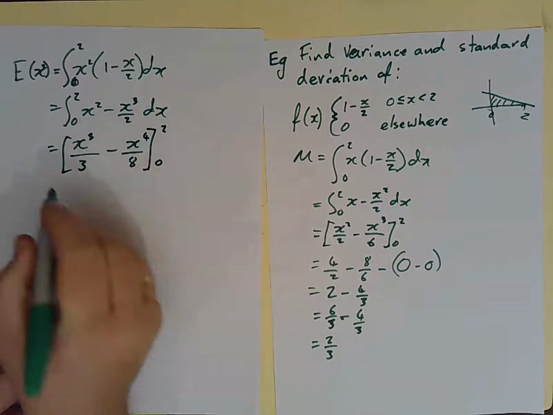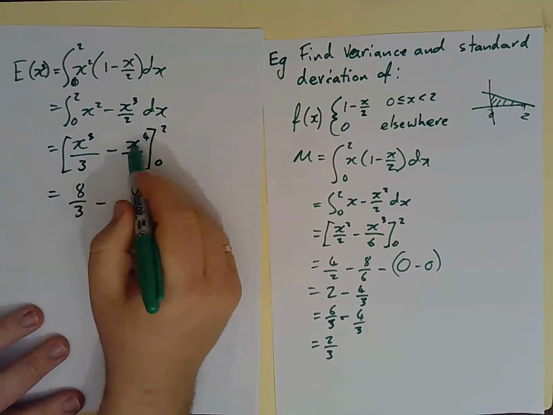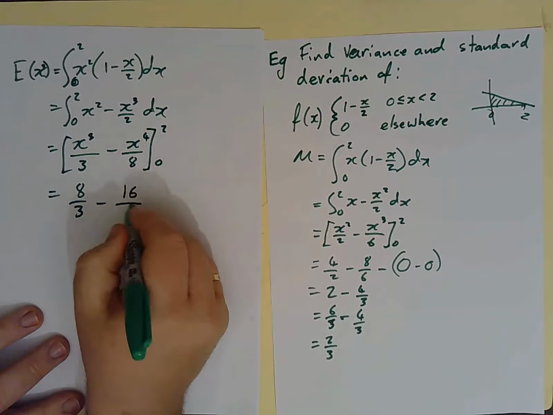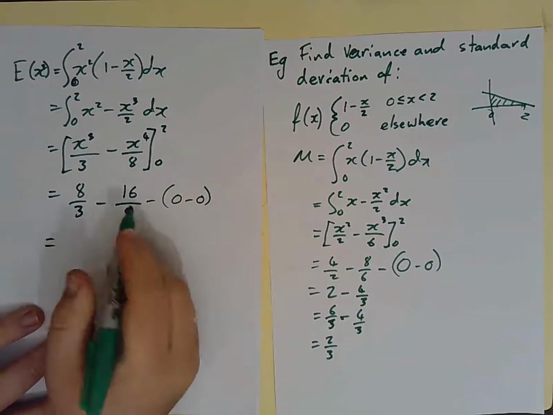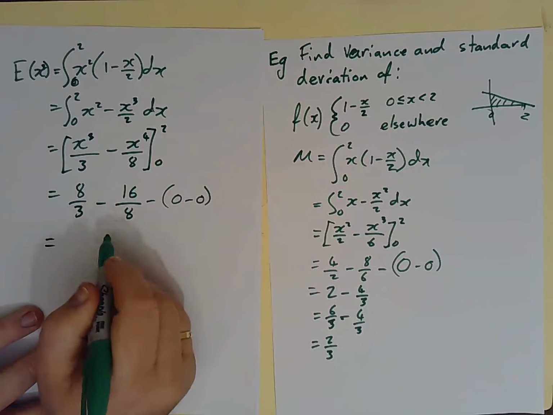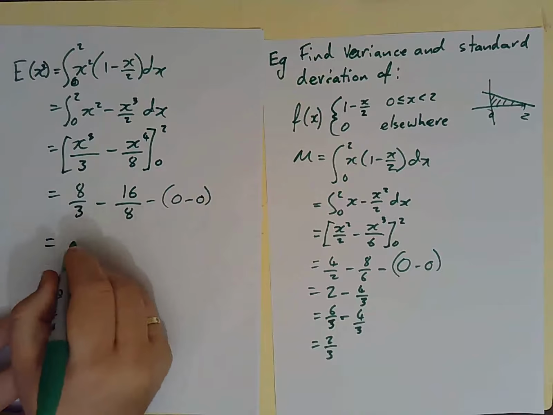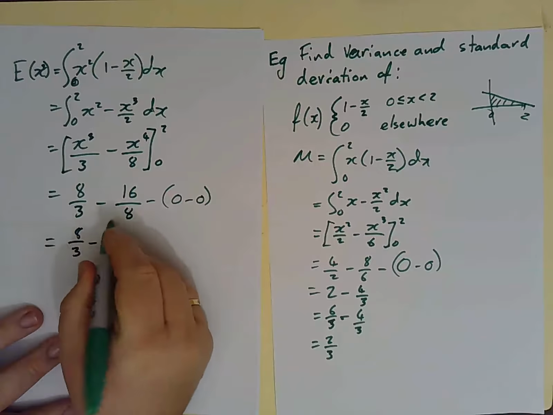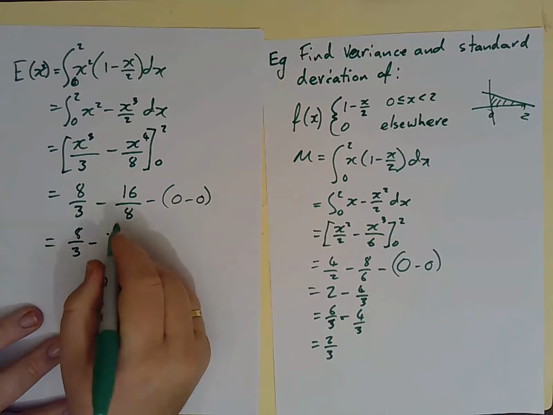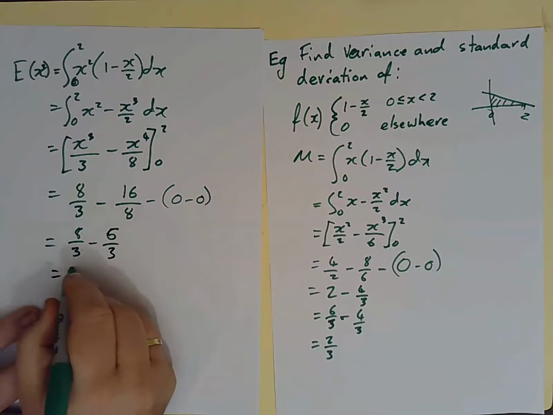Between 2 and 0. Again, sub my numbers in. I'm going to have 8 over 3 minus, now 4 times 2 to the 4 is 16. And again, these are going to be 0. Ignore that. So that now is 2. So I've got 8 over 3 minus 2. Let's make them all over 3. Minus 2 is going to be 6 over 3. So 2/3.